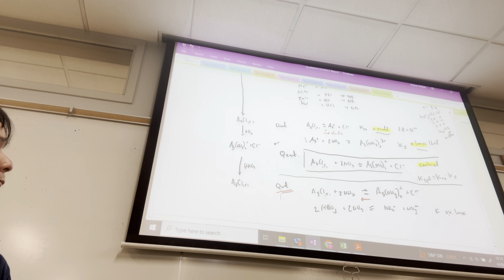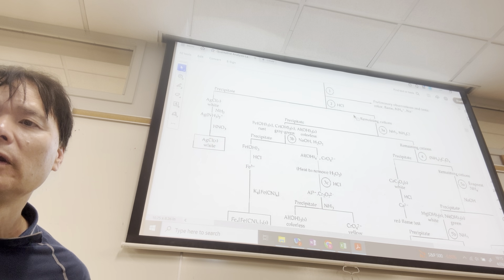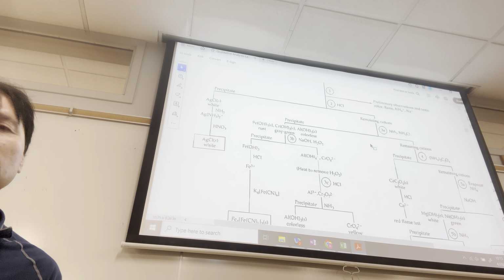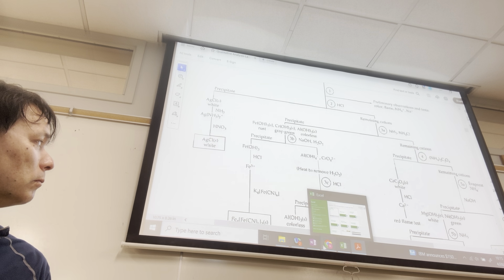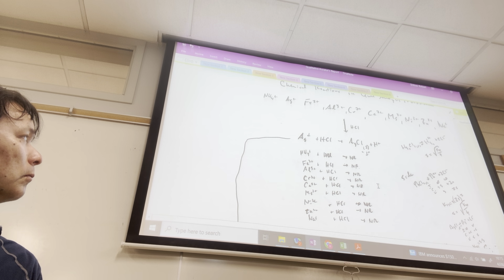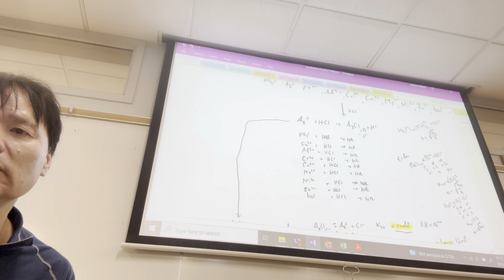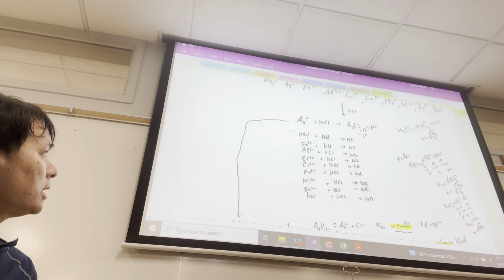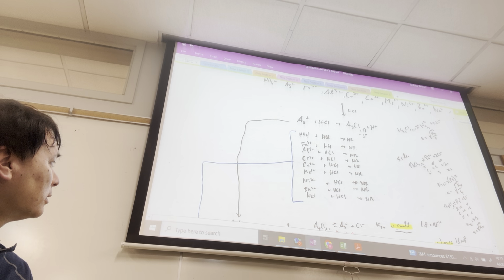Okay. So those are the reactions for the first branch there. Let's go on here and take a look at the other branches. The remaining cations we're going to mix with ammonia ammonium chloride. So this is the decantate. And so we're going to take our decantate here and drop it down here.